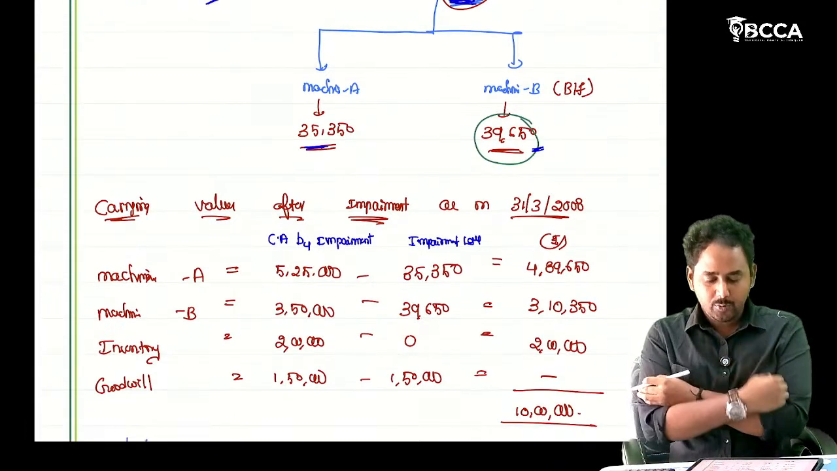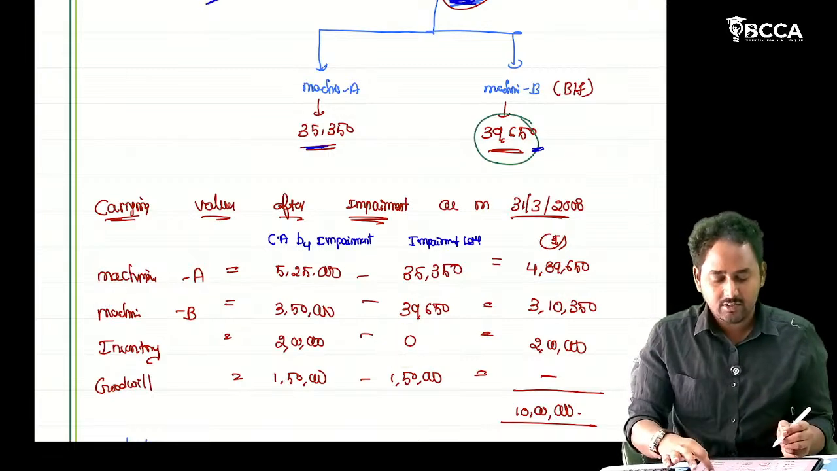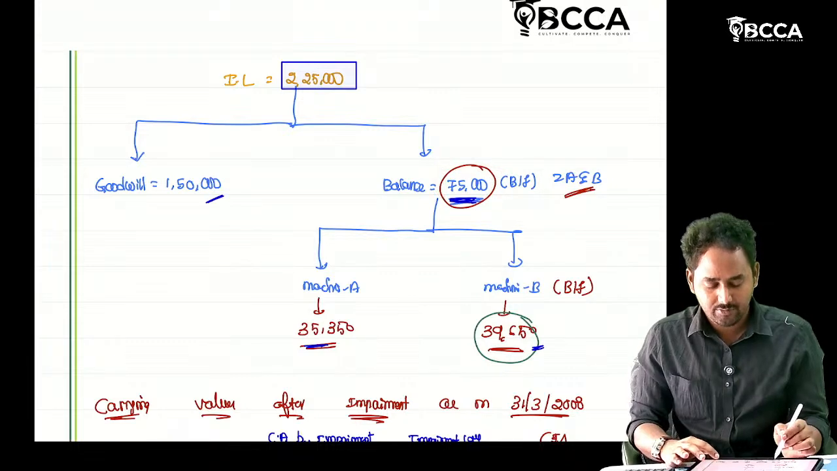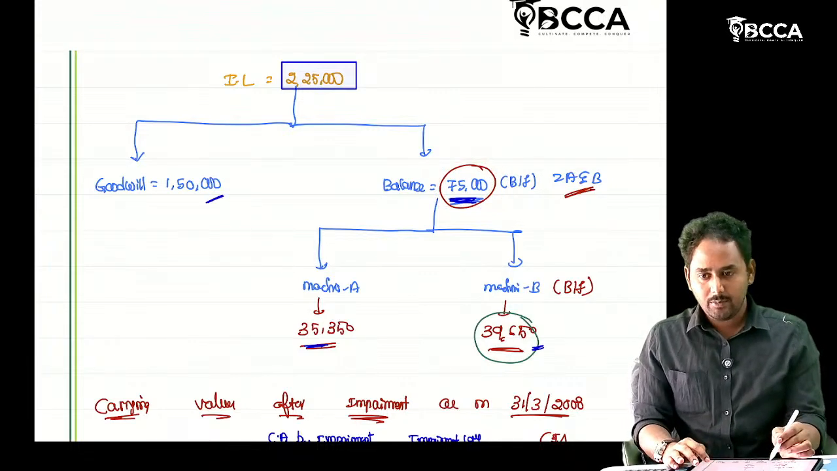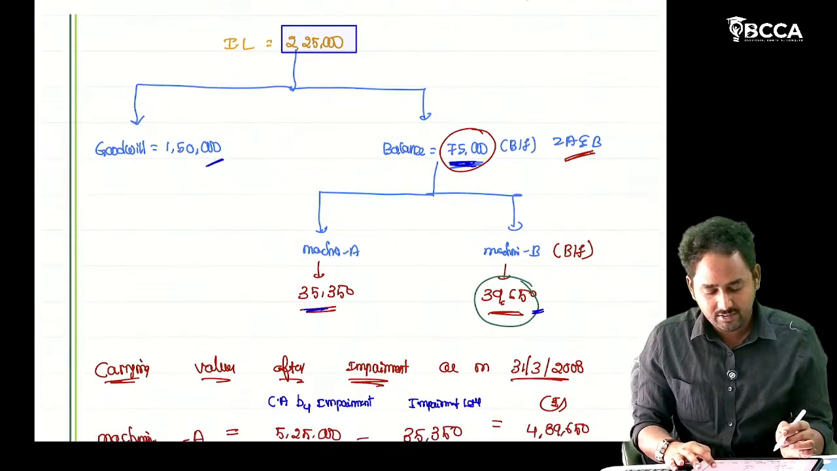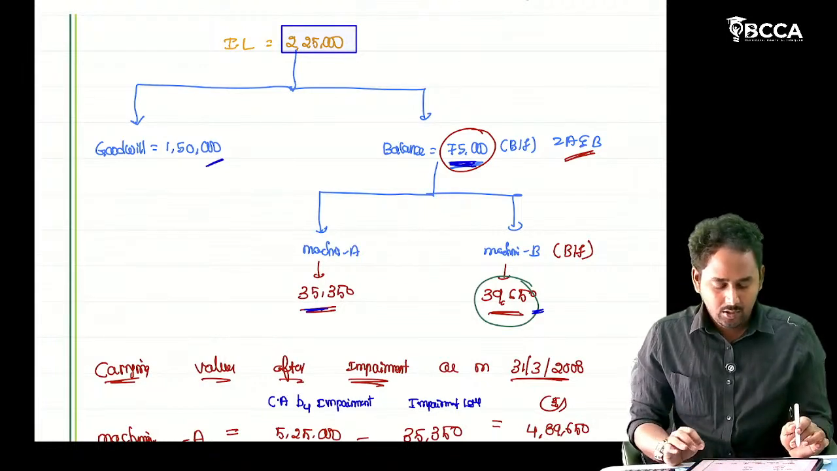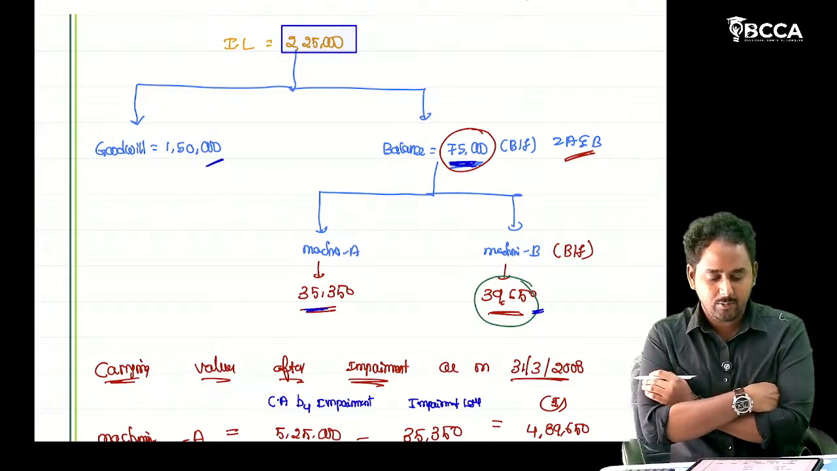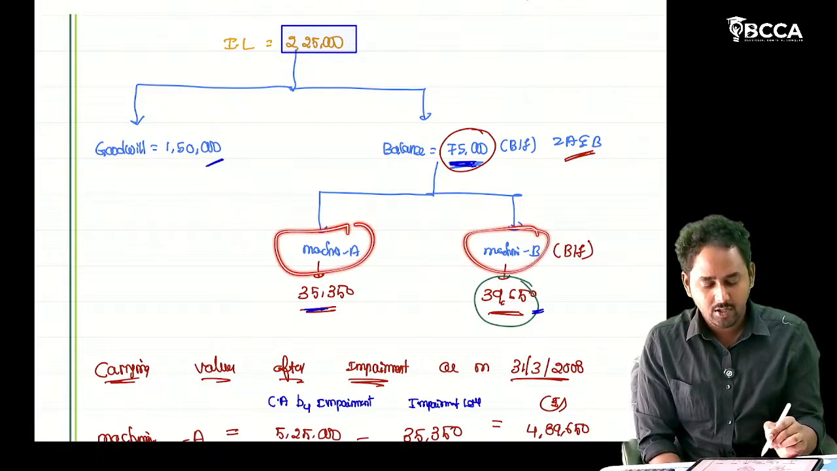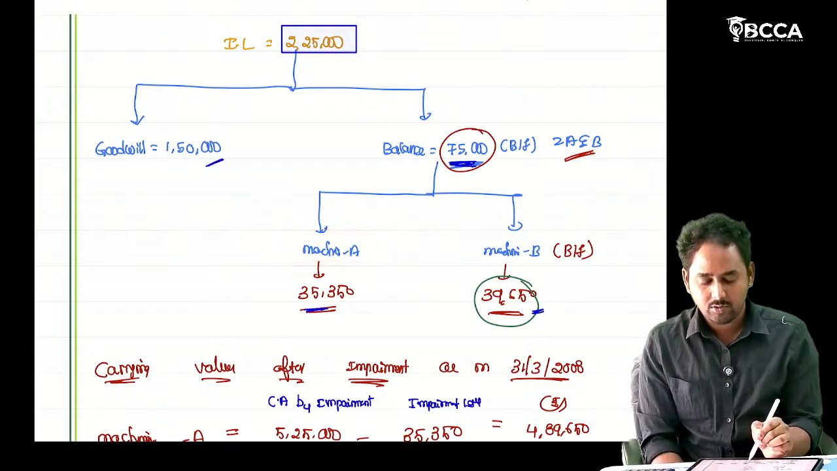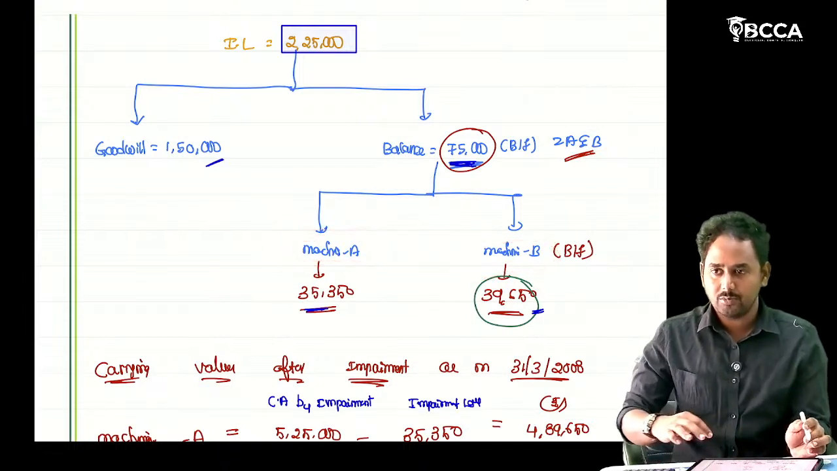Inventory, we are not supposed to provide the impairment loss on inventory. So that's why, while providing the impairment loss of 75,000, I have excluded inventory. So what are the Ind AS 36 applicable assets? Machinery A and machinery B. Out of these two, we already have the machinery A impairment loss. So the remaining balance should be allocated to machinery B.